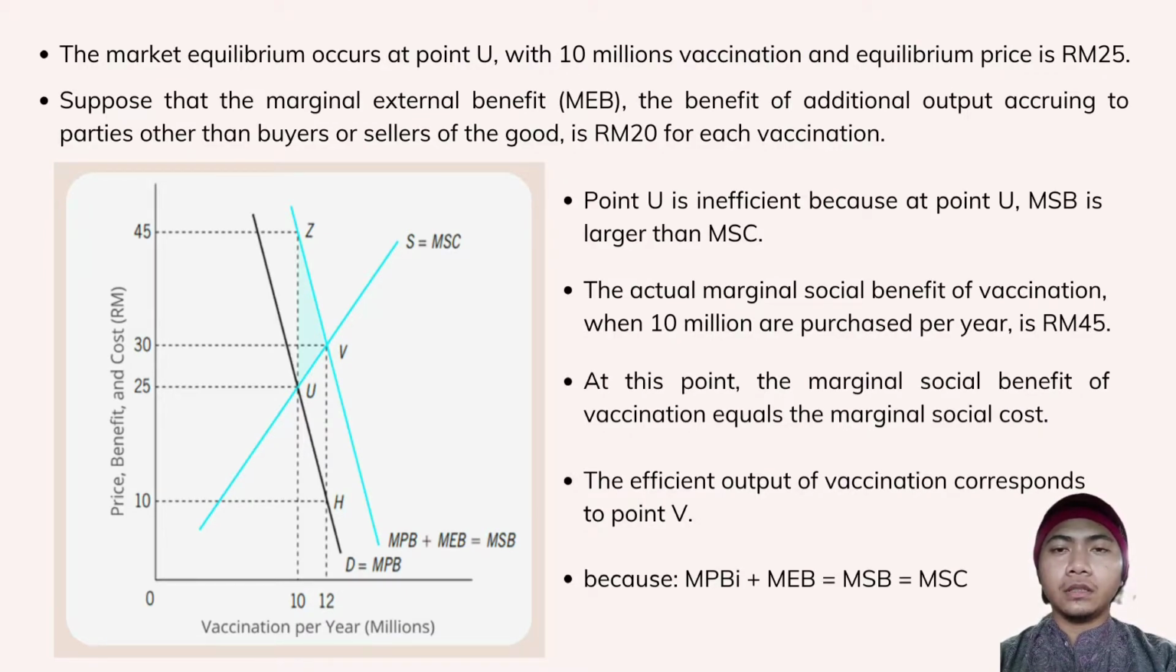So when there is marginal external benefit, the price will be 45 ringgit. So it will not be efficient. The inoculation purchases when 10 million per year are 45 ringgit. To make it efficient, the output must fulfill the marginal social benefit equal to marginal social cost. So the efficient output of vaccination corresponds to point V.